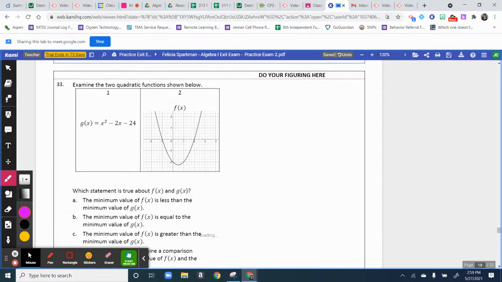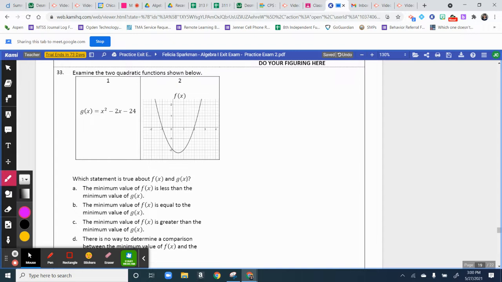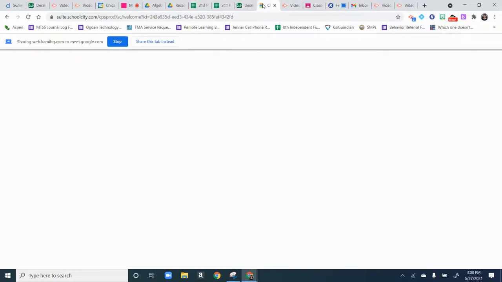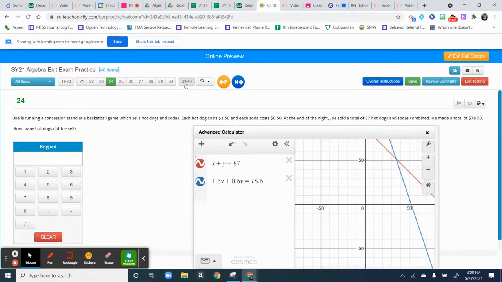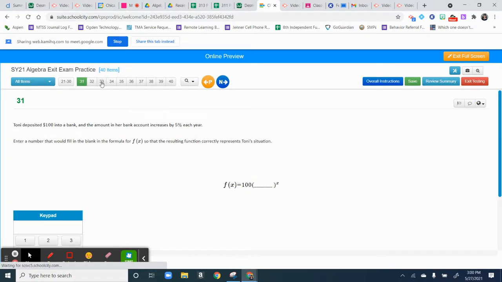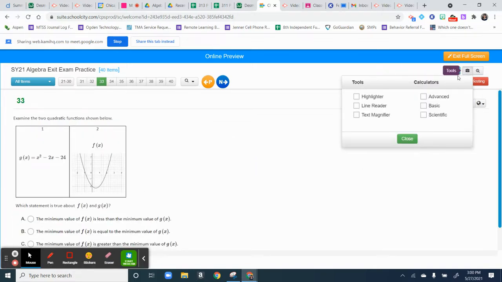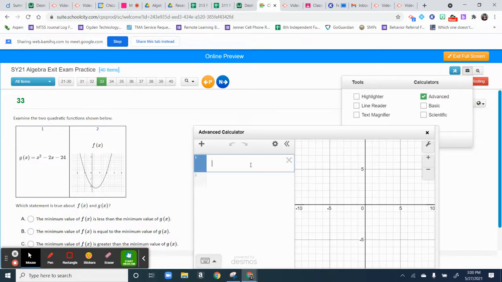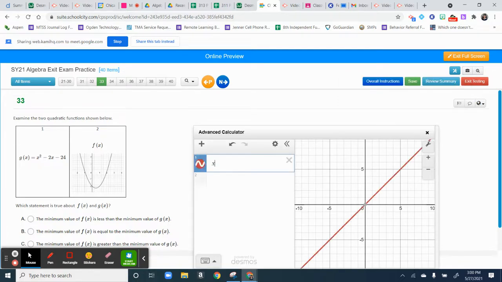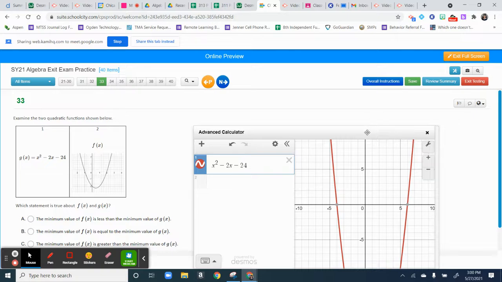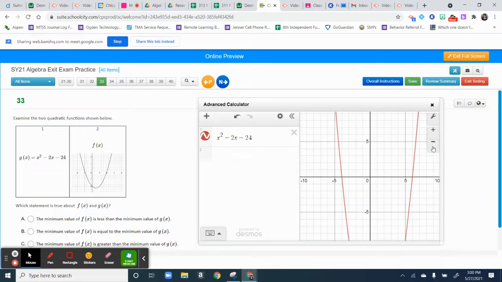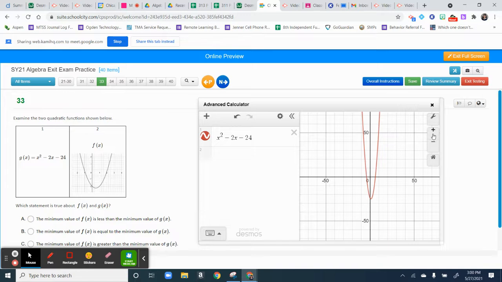All right, examine the two quadratic functions below. So we have a graph, so of course, what are we going to do? We're going to graph the other one. So if we go to that page on here, it's nice because you'll be able to see both of them. So I'm going to put the g of x in here. So x squared minus 2x minus 24. And I can't really see what's going on, so I'm going to zoom out. It's a little too far.